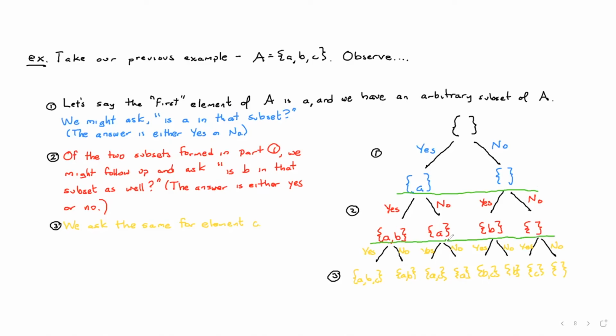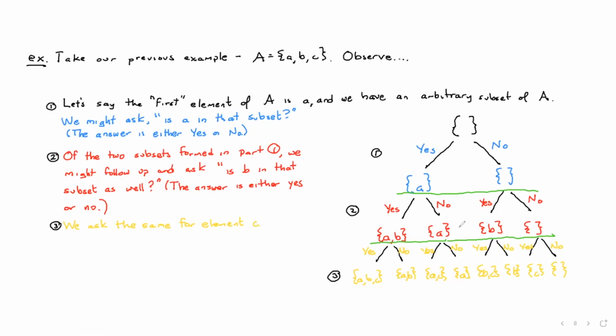Now, once we have that, we might ask, well, is b in the same arbitrary subset? If b is in the same arbitrary subset that contains a, we have {a, b}. If b is not in the subset containing only a, then we have {a} without b. But earlier, we might have chosen for a not to be in the subset. If b is in that subset, we get {b} by itself. If b is not in that subset, we get a set containing neither a nor b, which is the empty set.